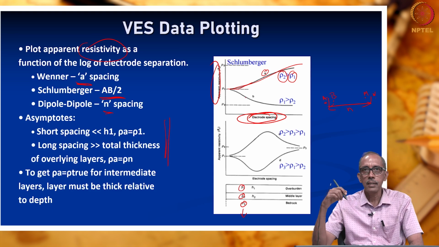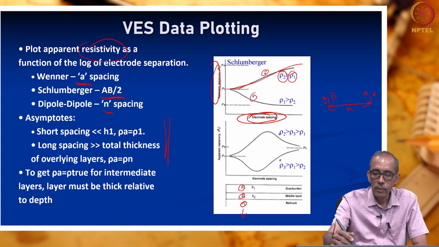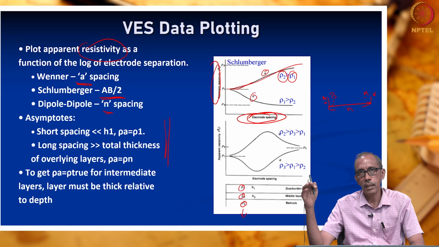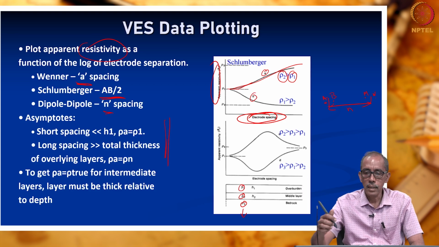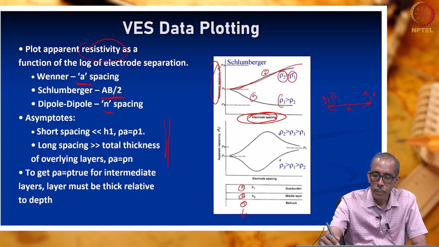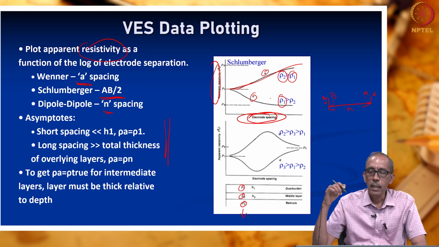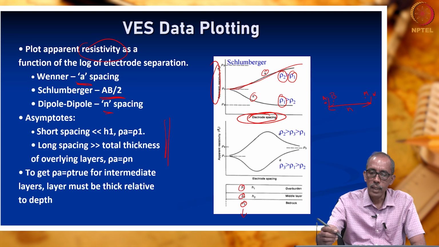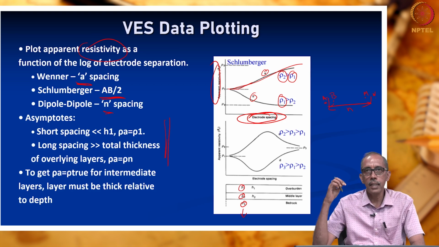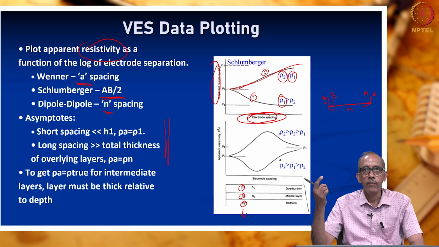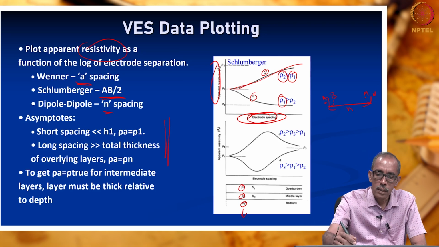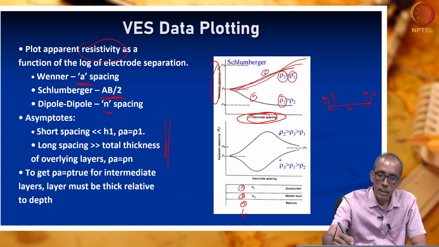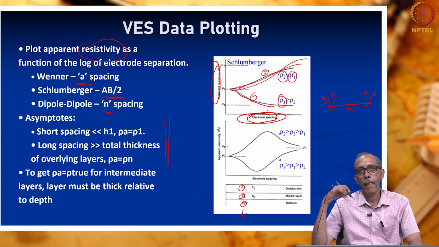In the second case, B, resistivity is continuously decreasing with the increase in the electrode spacing. What does it indicate? The resistivity of the upper layer is greater than the resistivity of the lower layer, whereas here the resistivity of the second layer is greater than the first layer. That is why the resistivity values are increasing here and decreasing here.